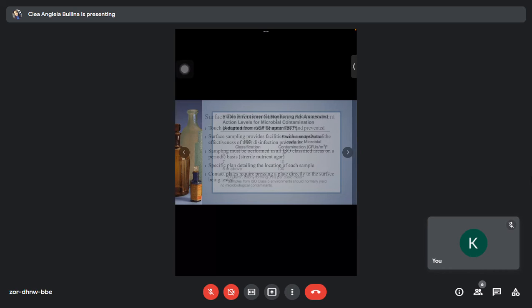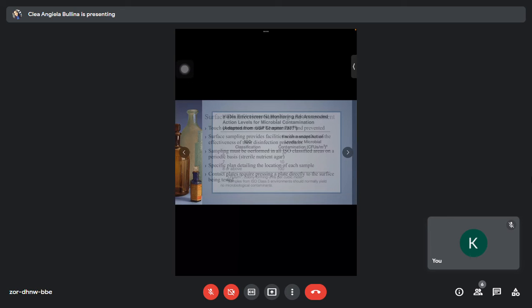Using a sterile nutrient agar contact plate for flat surfaces or swabs for equipment and other non-flat surfaces, sampling must be performed in all ISO classified areas on a periodic basis, at a minimum of every 6 months, or when significant procedural or cleaning changes are being implemented.